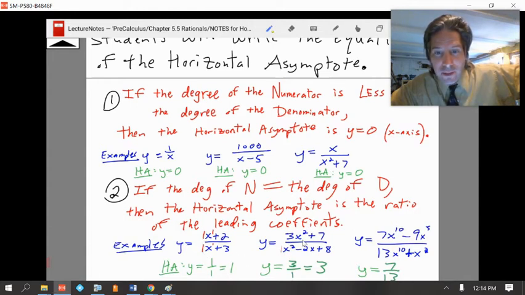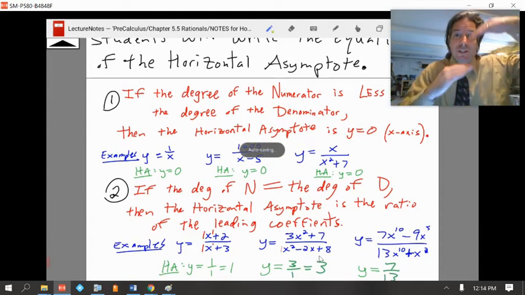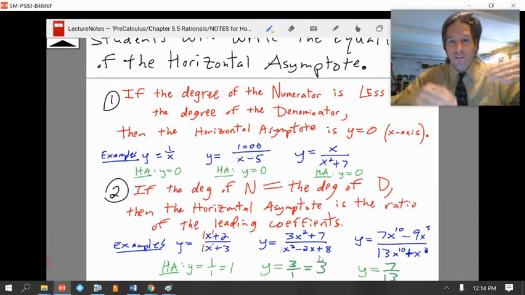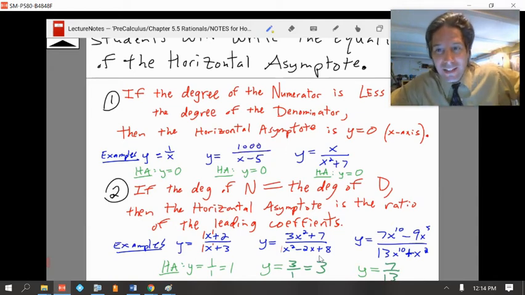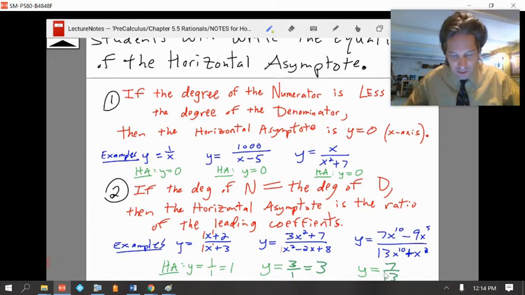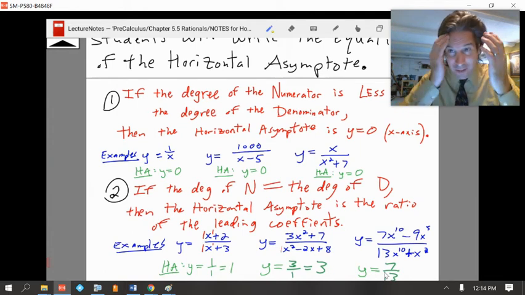If I have 3x squared plus 7 over 1x squared minus 2x plus 8, that doesn't really matter. The plus 7 doesn't really matter. Okay, obviously they affect the graph. It changes the steepness or the stretch of the graph. But the horizontal asymptote is going to be a ratio of 3 over 1 because their degrees are the same. Okay, 7 over 13 is the horizontal asymptote. And that's when they're equal, right?